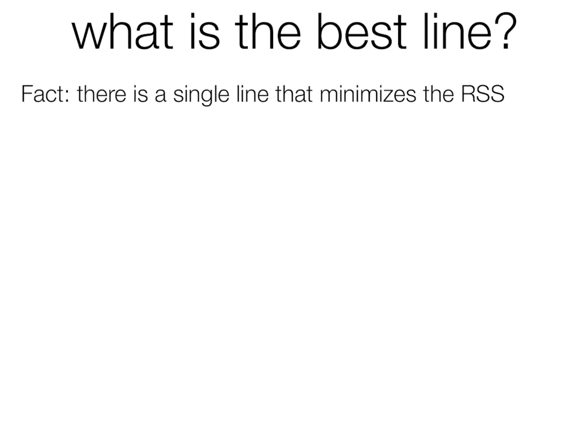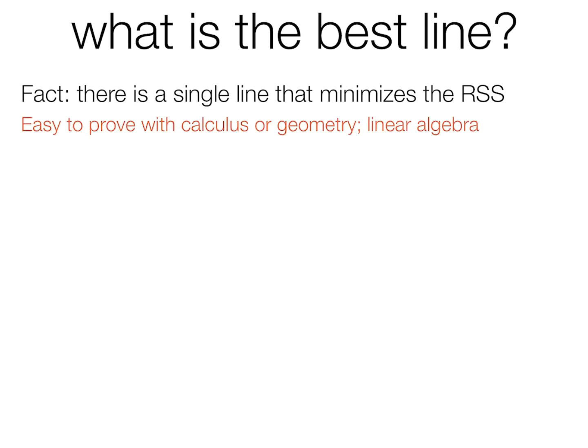Now, as a mathematical fact, there's actually a single unique line that minimizes the residual sum of squares. So in that sense, there is a best fit line. It's actually easy to prove this with calculus or geometry, and in mathematics, you'll encounter this in a class called linear algebra, which is absolutely foundational in statistical modeling. It's a class that you would take after calculus 2.